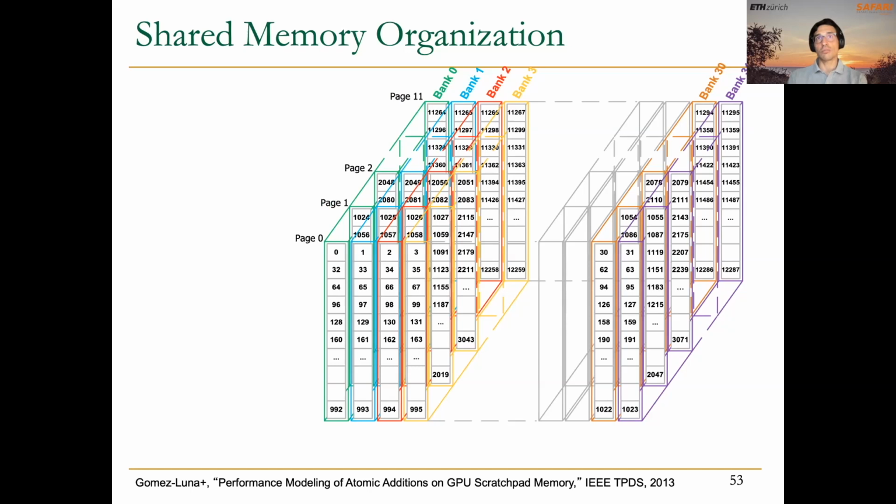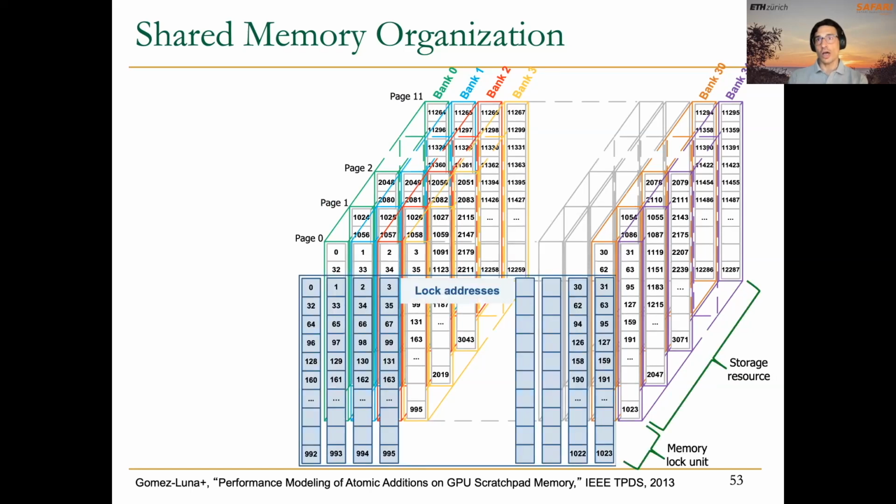Associated with these banks, there are some lock addresses, and in total, in the Fermi and Kepler architectures, we found out that there were 1024 different lock addresses and different lock bits. What that means is that each of the lock bits corresponds to multiple memory addresses. In particular, for example, this lock bit 0 is going to be used to atomically update address 0, or address 1024, or address 2048, and so on and so forth.